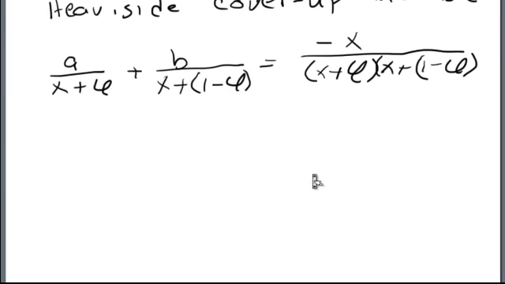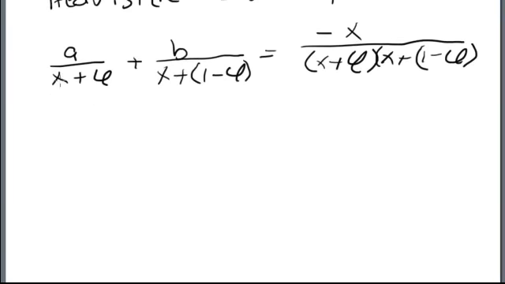Okay, so the Heaviside cover-up method. What I do is I multiply by x plus phi on both sides. So that cancels that out, and a is by itself. You've got an x plus phi here and an x plus phi here, but those cancel out.